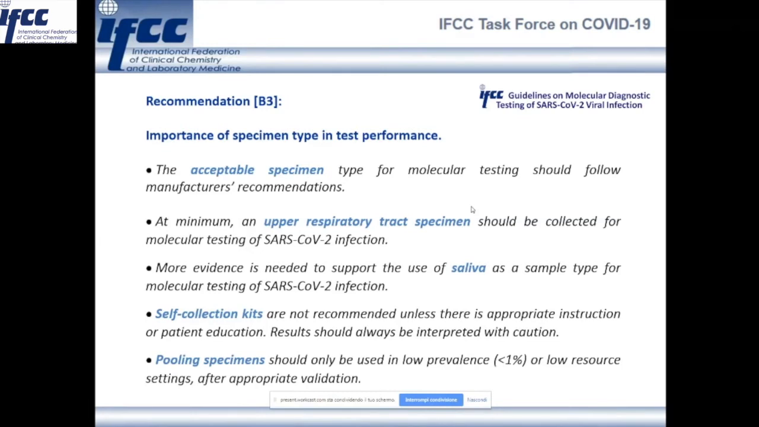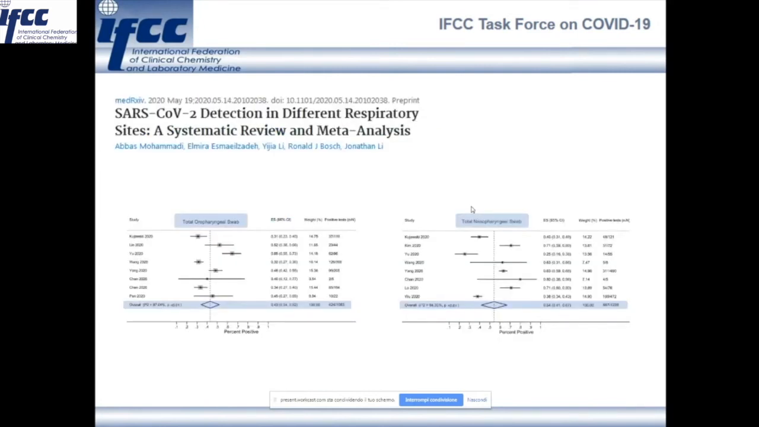In such case, the test results of self-collected specimen shall also be interpreted with great caution. Finally, the practice of specimen pooling shall only be used in low prevalence or low resource settings, preceded by appropriate validation of the entire procedure. Although upper respiratory tract specimens still remain the preferred sample for detection of SARS-CoV-2 RNA, it seems important to mention here that the diagnostic accuracy, especially the diagnostic sensitivity of RT-PCR in these specimens, appears far from optimal.